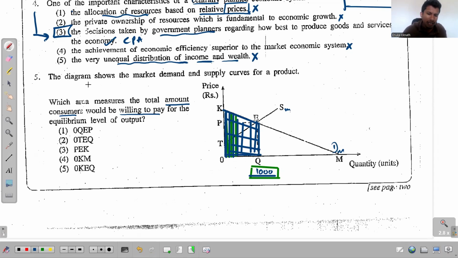So what's the answer then? The region presented by O, Q, E, K. O, Q, no, this is not the answer. Yeah, look at this one. O, K, E, Q, it's anyway the same region, right? So the answer for this question 5 is the fifth one.